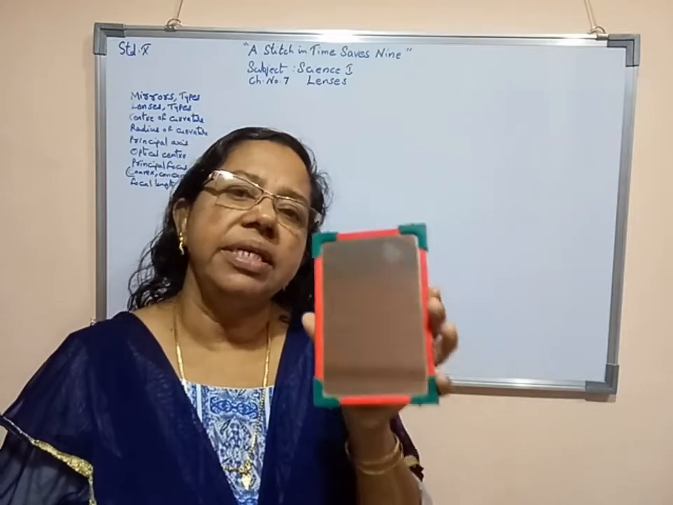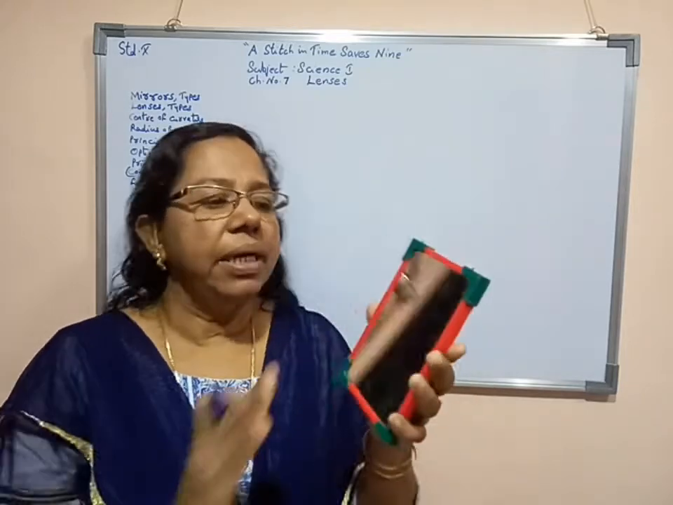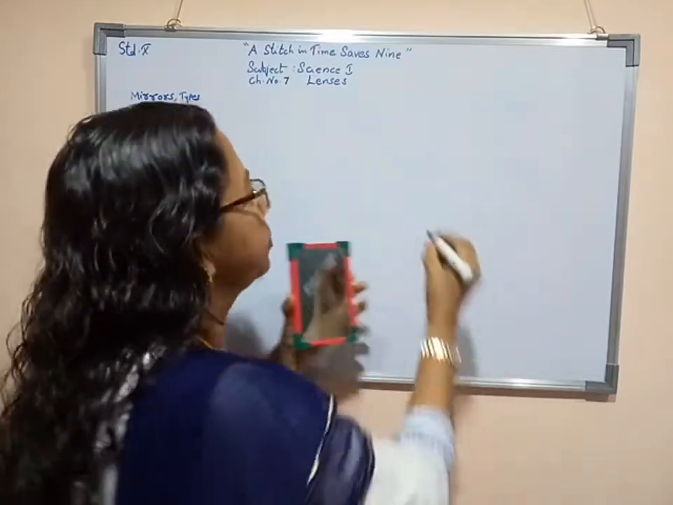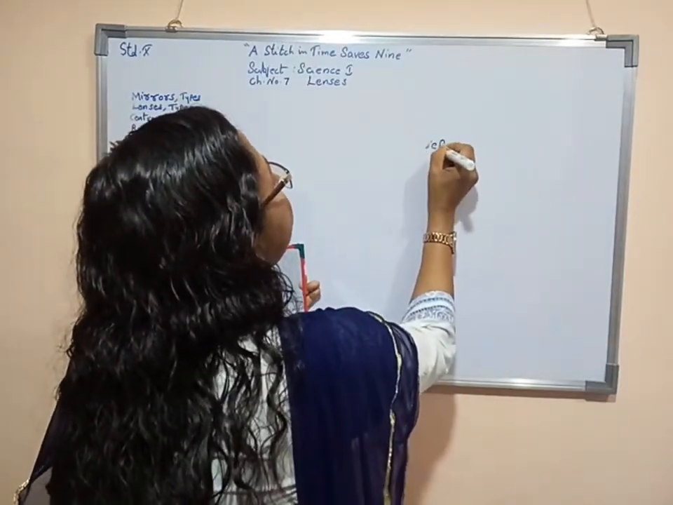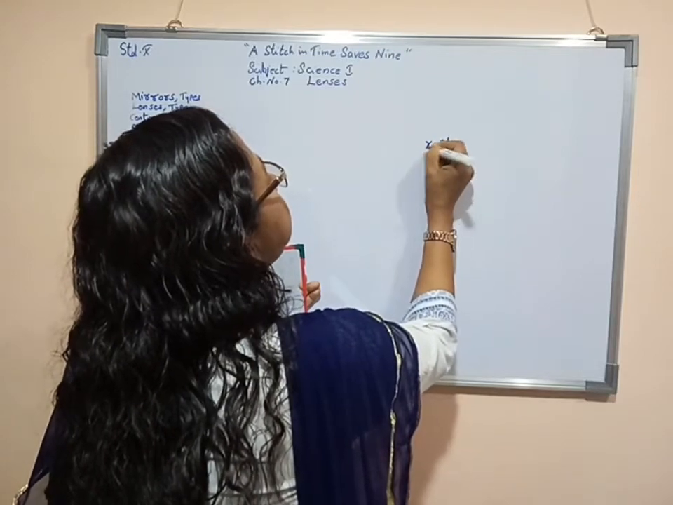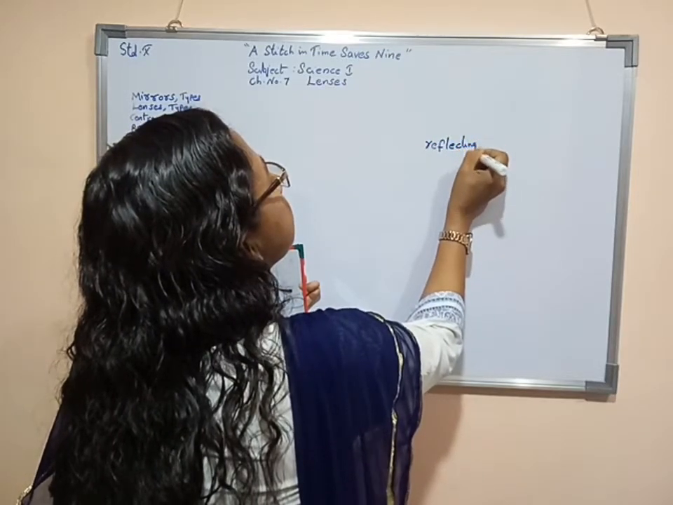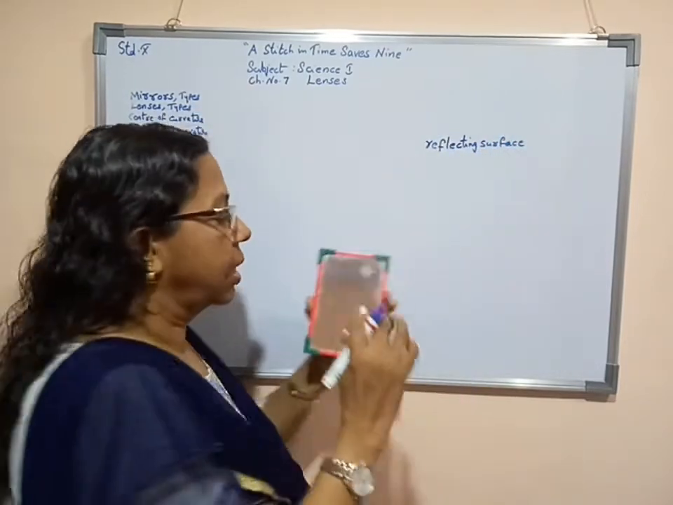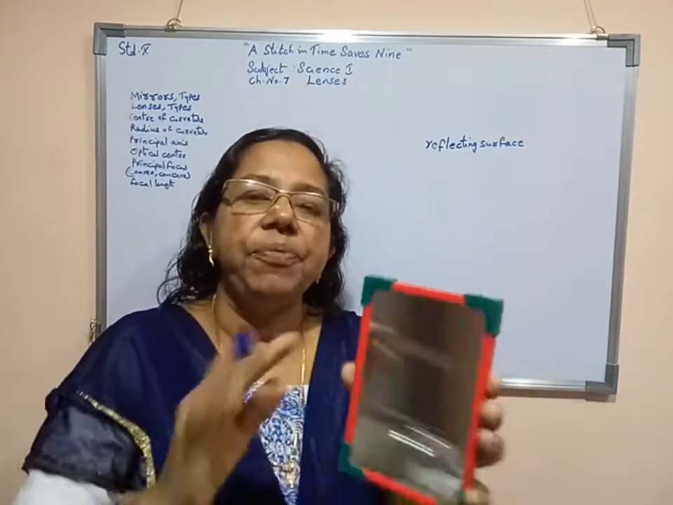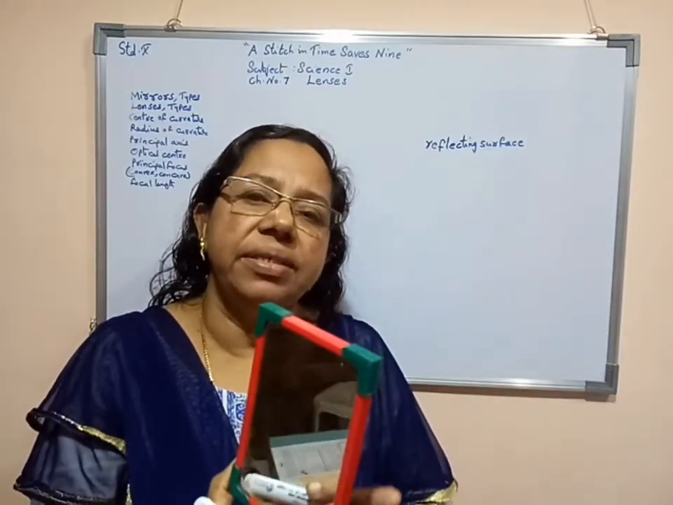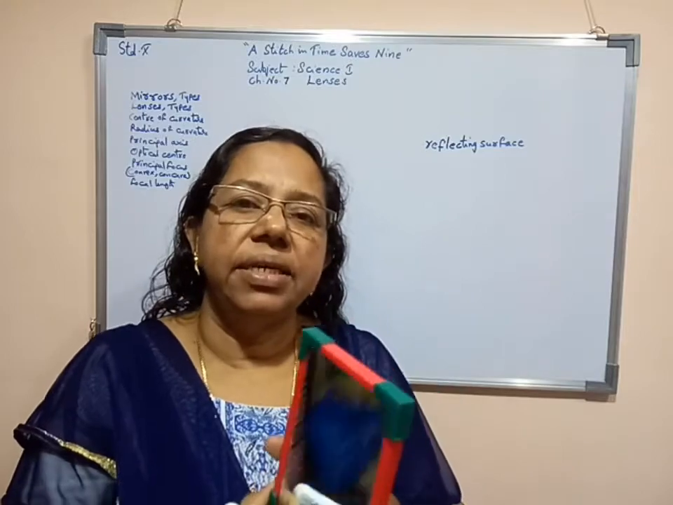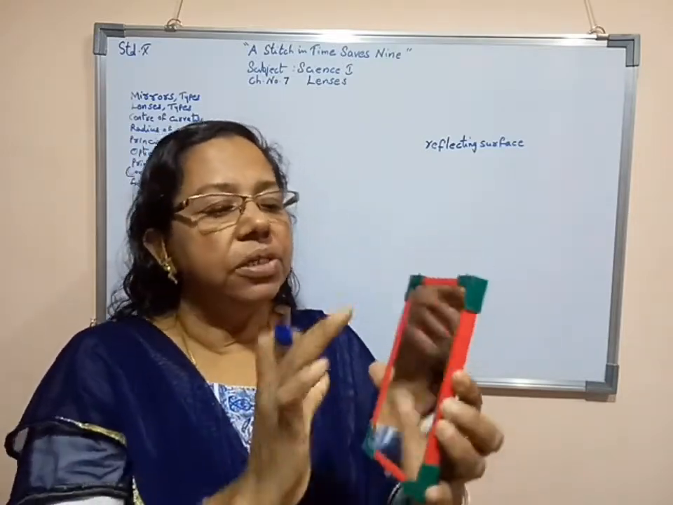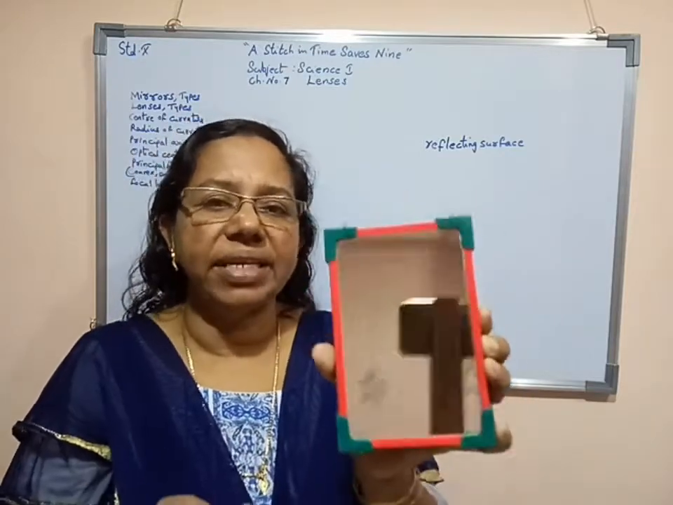Now, a plane mirror is a glass, but one surface is the reflecting surface. Then its other side is painted with different chemicals, we can say silver nitrate. With that it is colored. So here we can say that this is the reflecting surface.